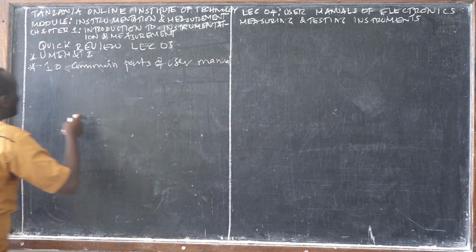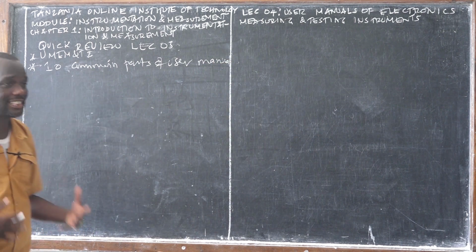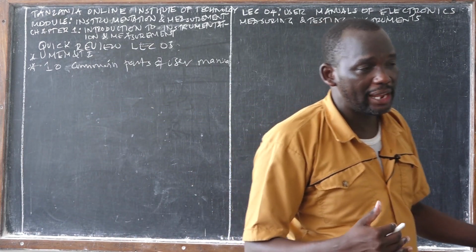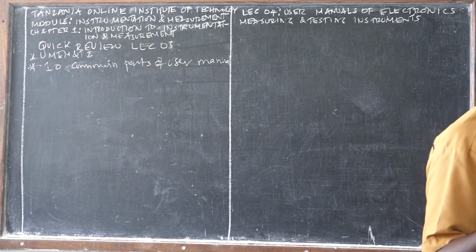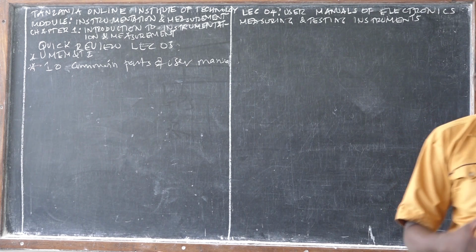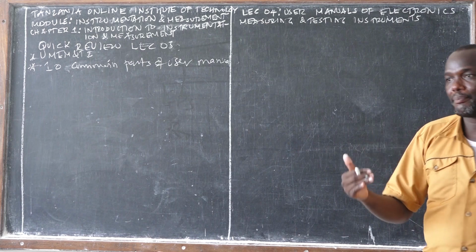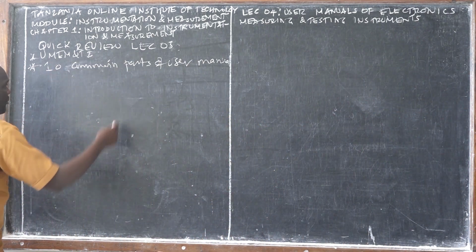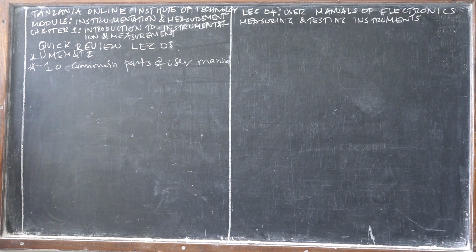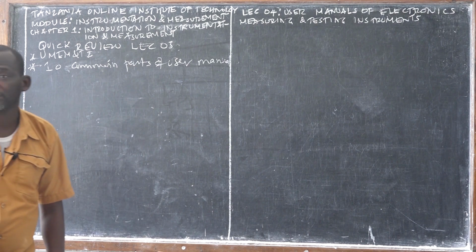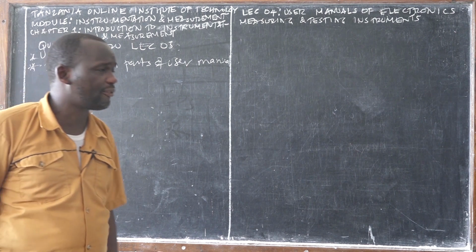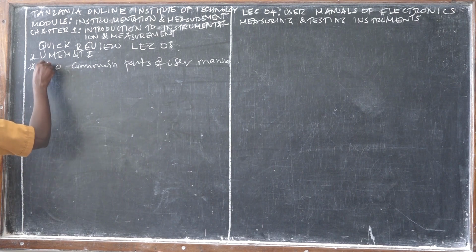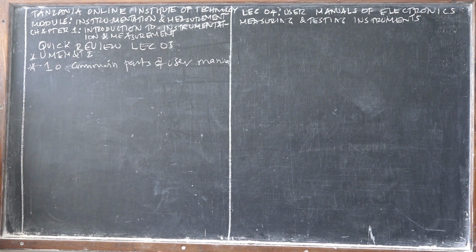I said that some user manuals are longer and some are shorter. Some of the user manuals have the 10 main parts, some have less than 10 main parts, and some have more than 10 main parts, right? So bear that in your mind. Sometimes you can find user manuals which have 50 pages or 60 pages. Sometimes you don't have enough time to read from print to print, so you should know the important parts that you have to read.